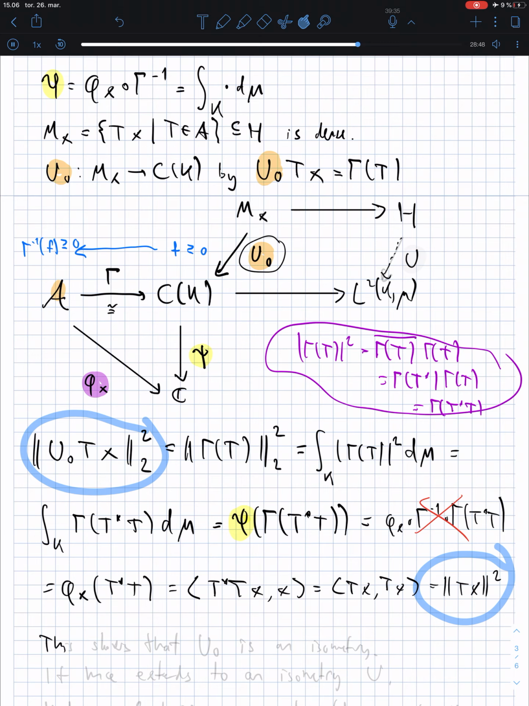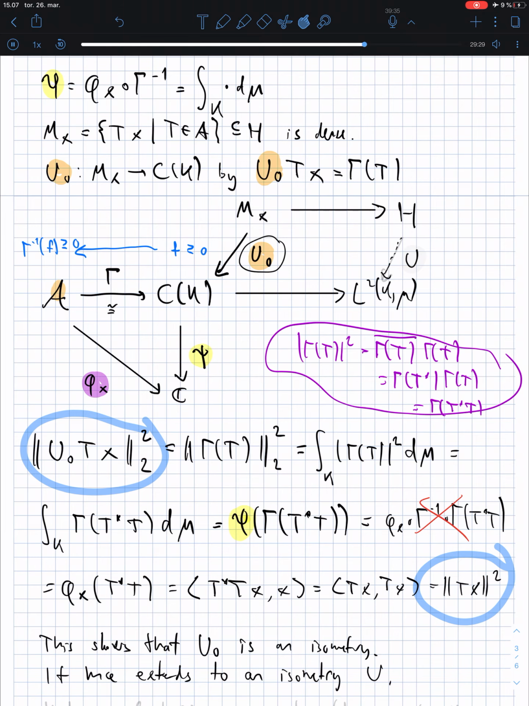So this shows that u0 is an isometry. It hence extends to an isometry U, right? And I've used now that my x was a cyclic vector, not just separating, in knowing that when I extend from Mx to its closure, I actually always extend all the way up to H.